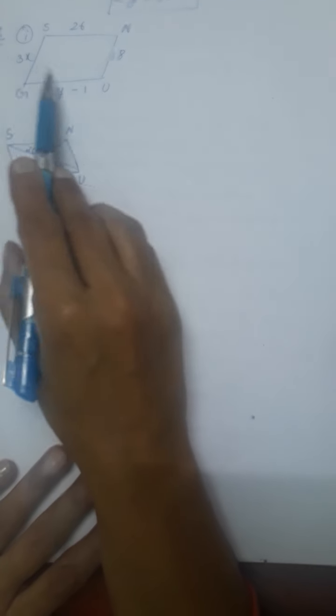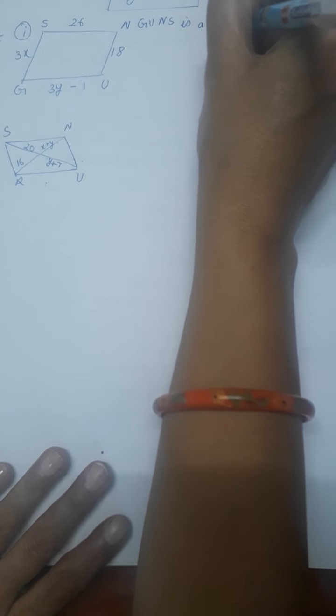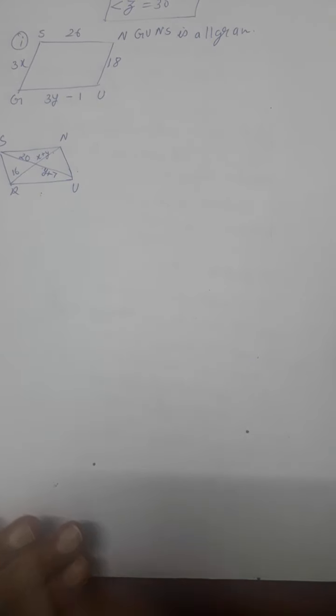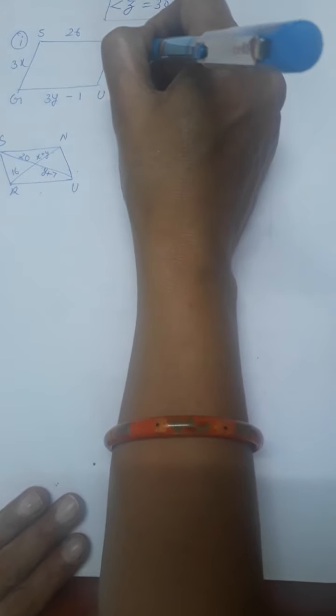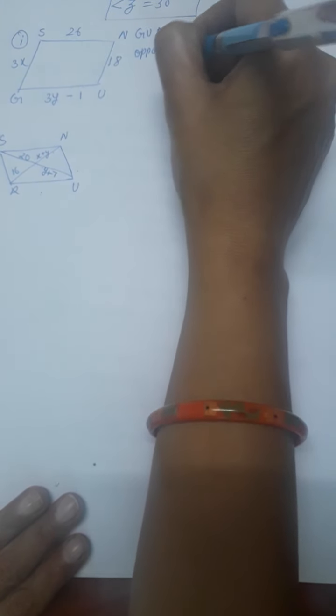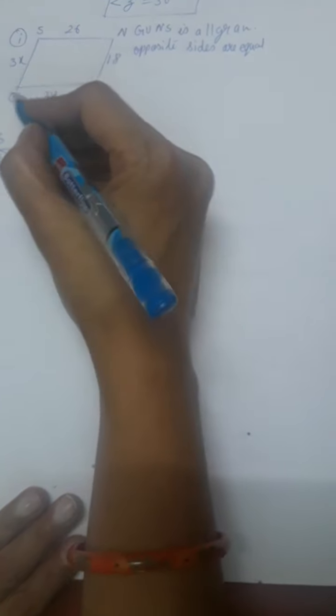Now, GUNS is a parallelogram. Okay, it is a parallelogram. So as you know that in a parallelogram opposite sides are equal. So you just write opposite sides are equal. Okay, opposite sides are equal means GS will be equal to UN.